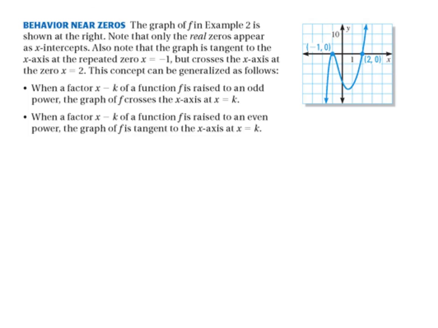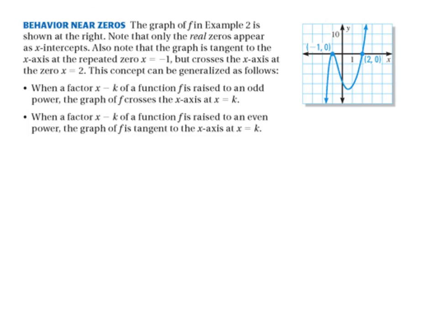So now to talk about the behavior near the zeros. The graph of f in example 2 is shown at the right. Note that only the real zeros appear as x-intercepts. Also note that the graph is tangent to the x-axis at the repeated zero x equals -1, but crosses the x-axis at the zero x equals 2. This concept can be generalized as follows.